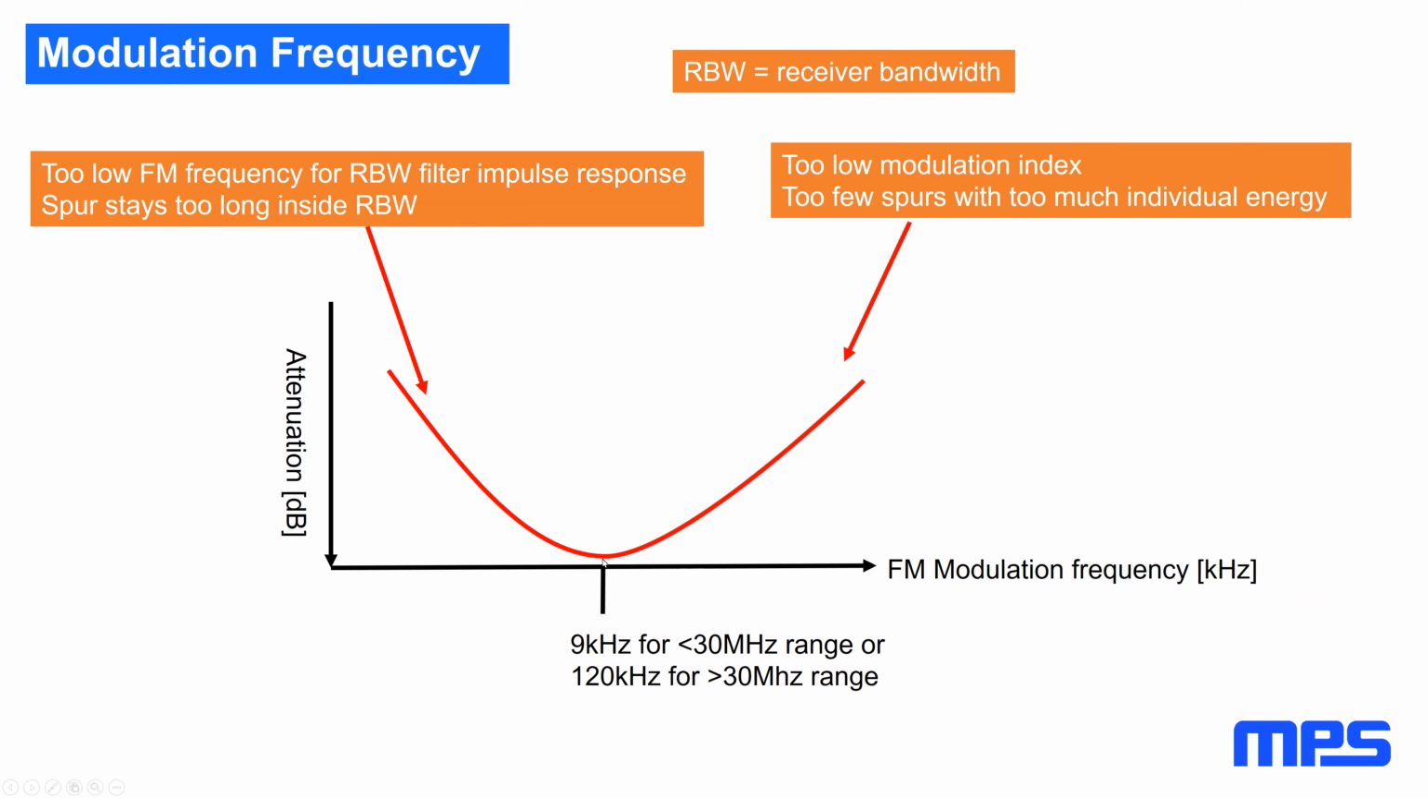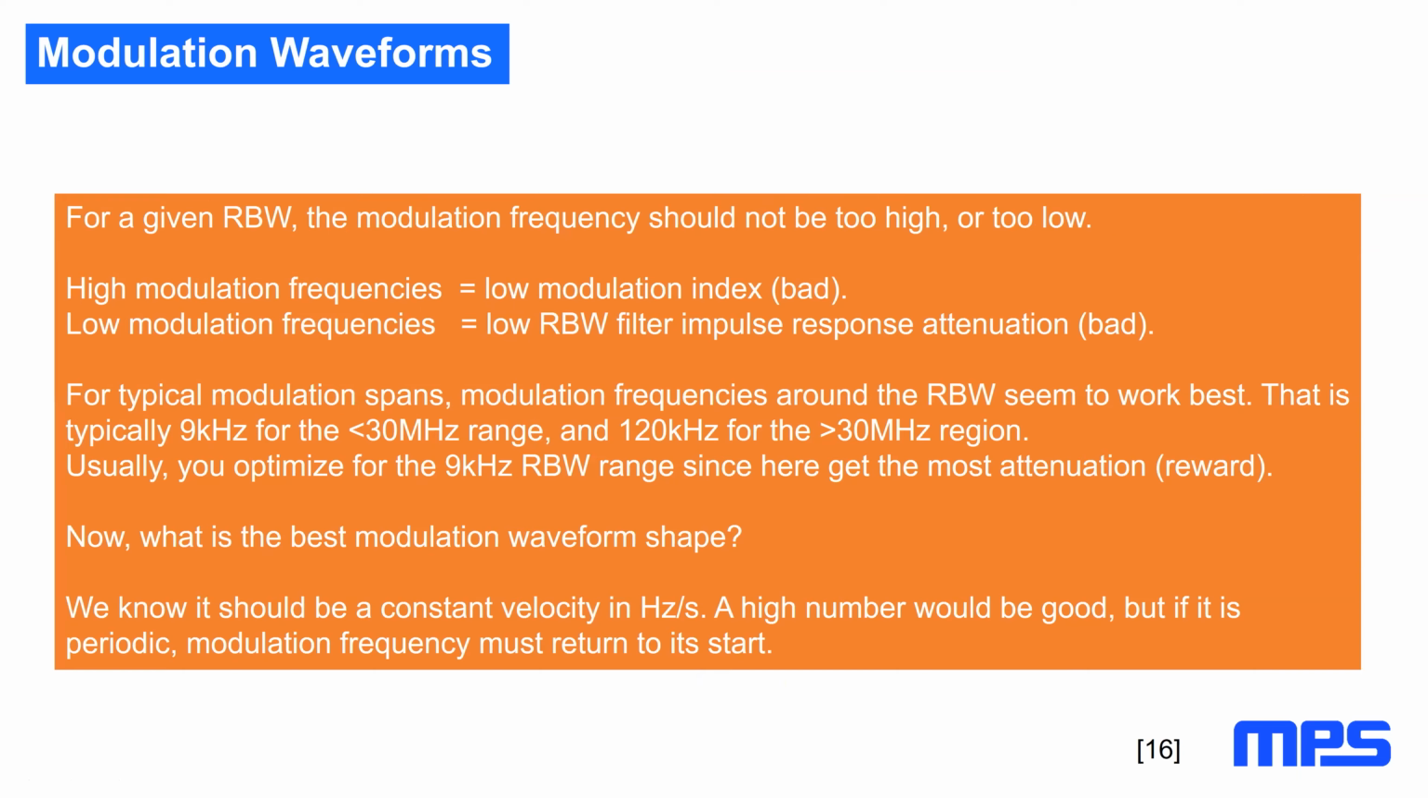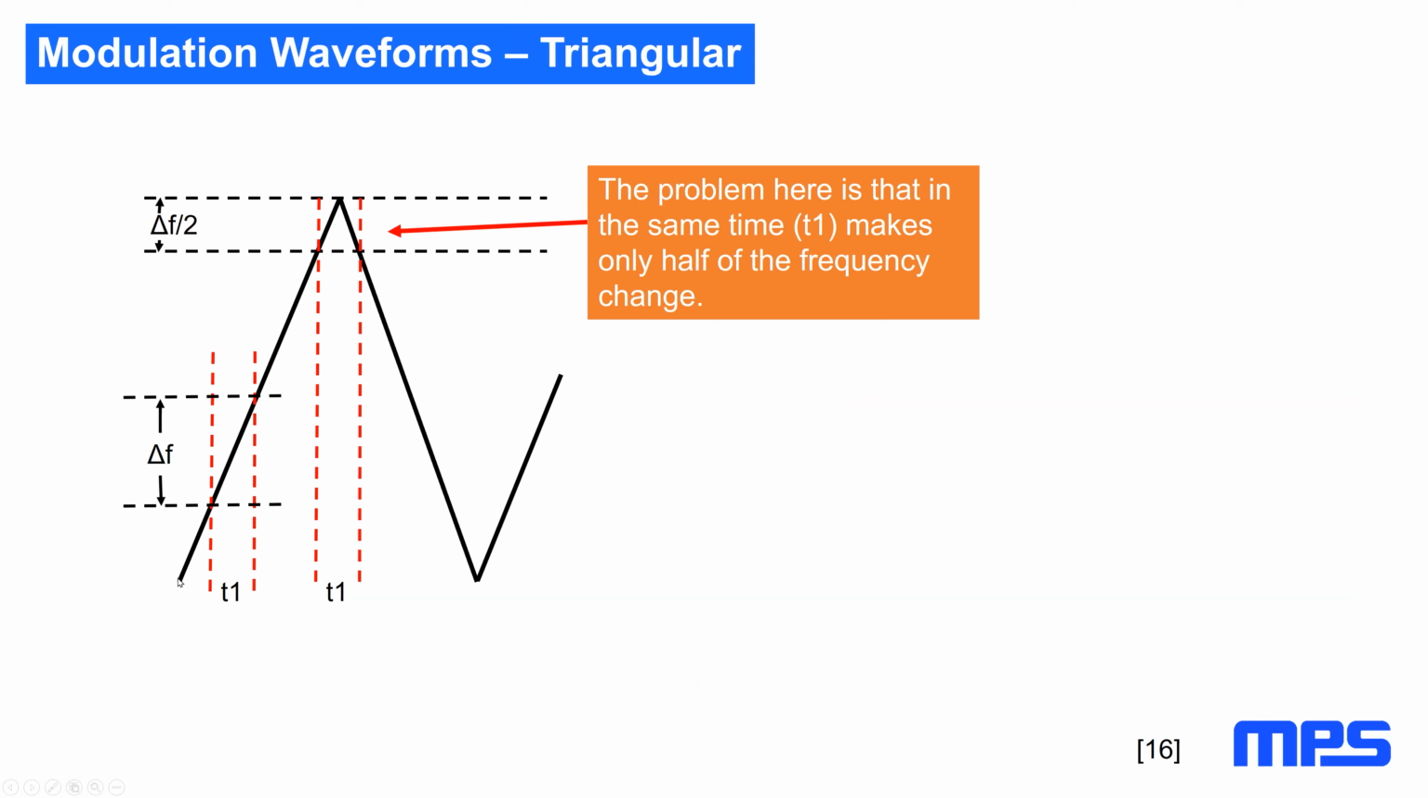So it means we should not and cannot go too low with our modulation frequency. We also cannot go too high to get decent results. There's also an implication for the type of modulation signal we can use. High frequency gets a low modulation index, and low modulation frequency gives a low resolution bandwidth filter impulse response situation. So if we look at a modulation signal, we learned that we should keep it moving, at about 81 megahertz per second or so.